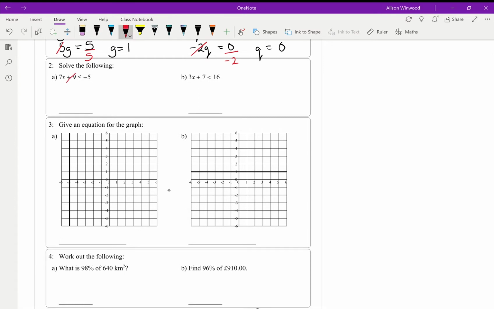Opposite of add 9 is subtract 9, so I get 7x ≤ -14, and then divide by 7. So x ≤ -2. Opposite of add 7 is subtract 7, so 3x < 9, and dividing by 3 gives me x < 3.